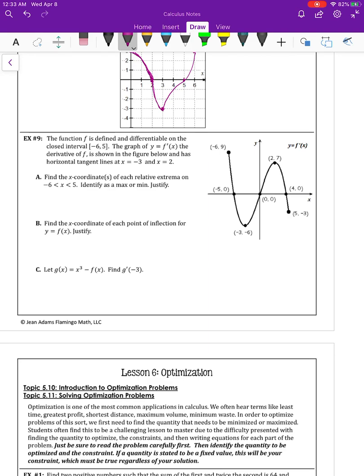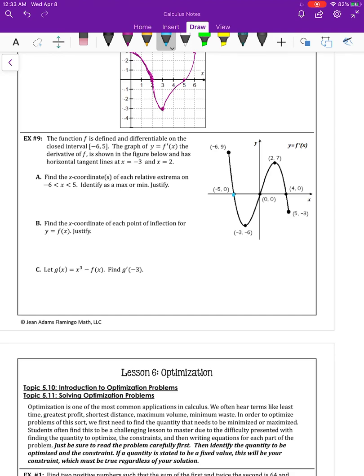Okay, so example number 9. The function f is defined and differentiable on the closed interval from -6 to 5. The graph of y equals f prime of x, the derivative of f, is shown in the figure, and has horizontal tangent lines at x equals -3 and x equals 2. Find the x coordinates of each relative extrema on the interval from -6 to 5 and identify them as a max or a min.